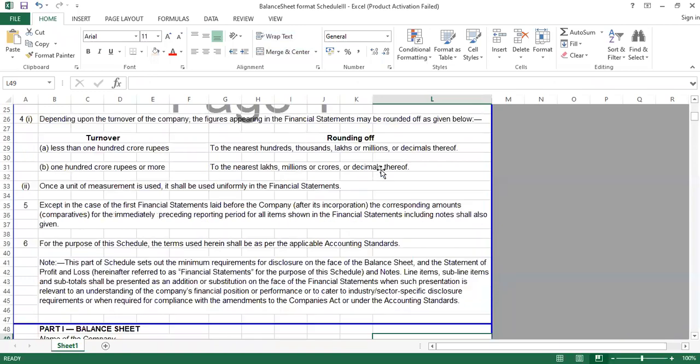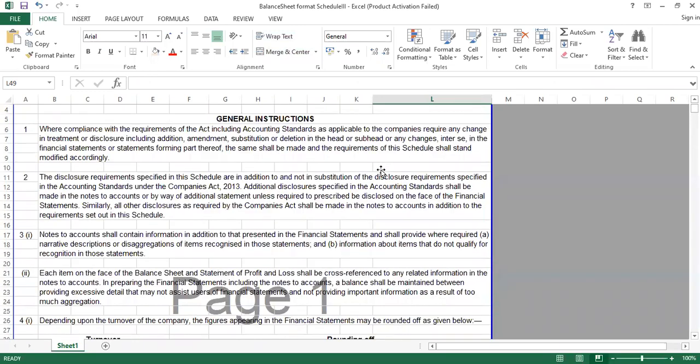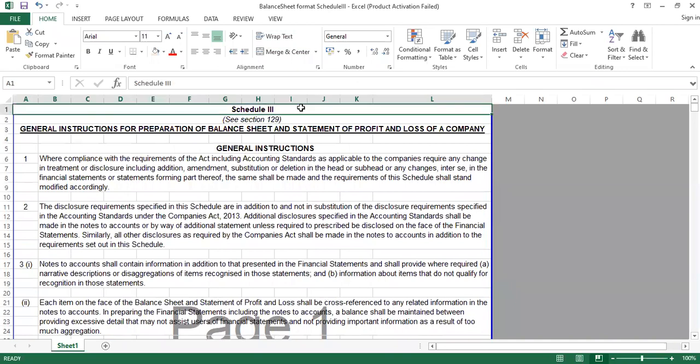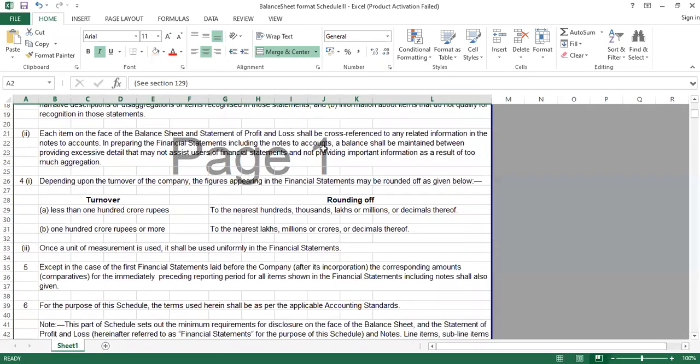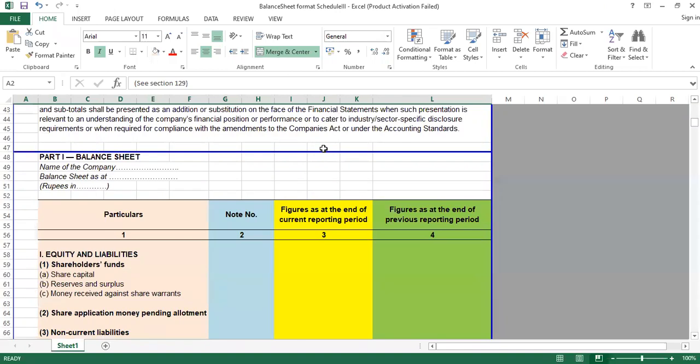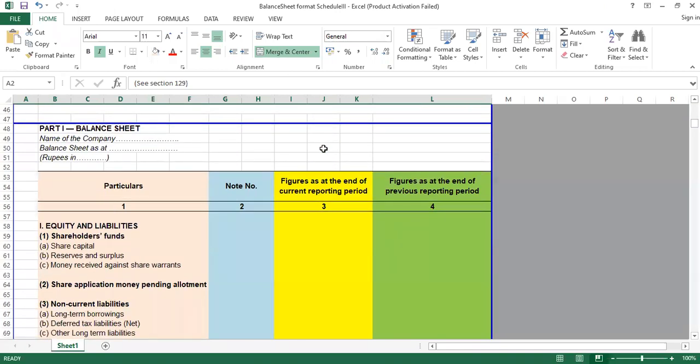Okay, so this is the balance sheet in Excel format. Schedule 3, Section 129 of the Companies Act gives you the guidelines to prepare the balance sheet. The format has been prescribed and we have to follow this. This is a vertical balance sheet, which means it is not a T format. Usually we had a T format: on the left side liabilities, on the right side assets.